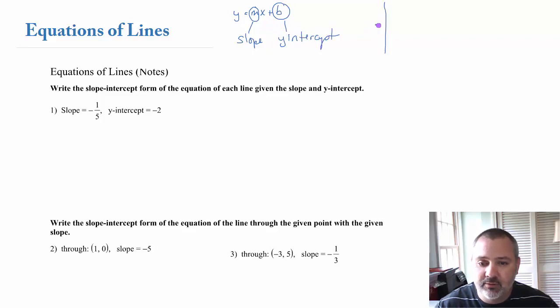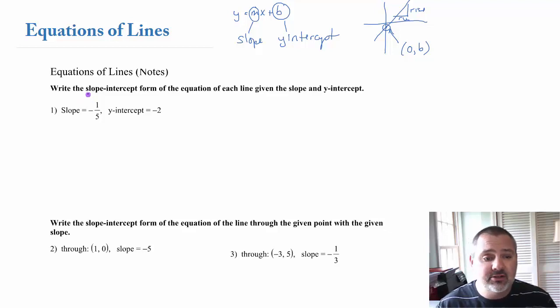And just as a little quick review, the slope is your rise divided by your run. It tells you how quickly the line is going up, or if the slope is negative, how quickly it's going down. The y-intercept is this point right here. That point always has an x-value of 0 and a y-value of some number. This could be 1, 5, 1/2, -2, doesn't matter. Now, let's start to take a look at writing our equations of lines.